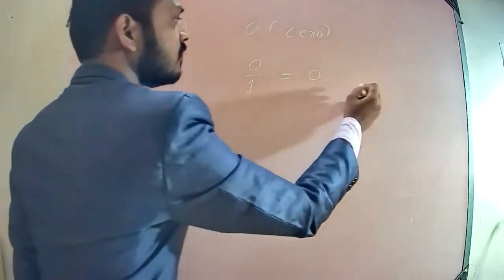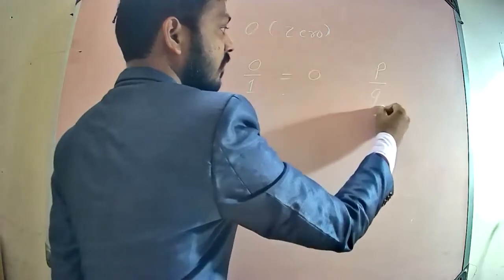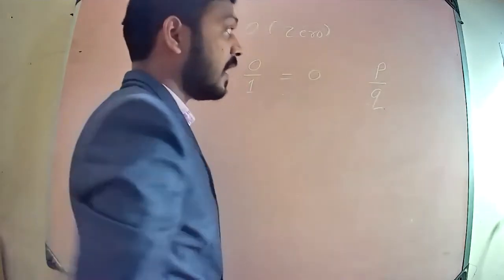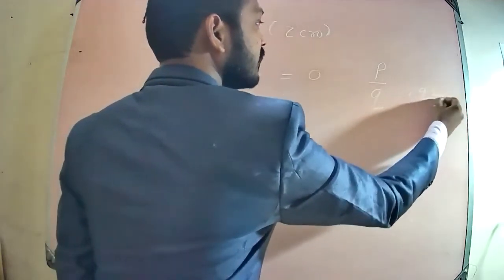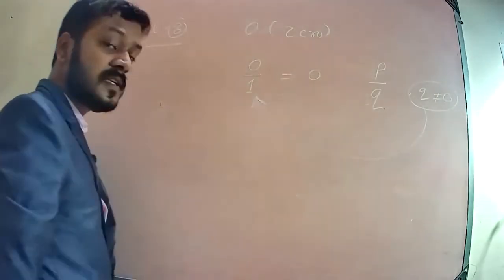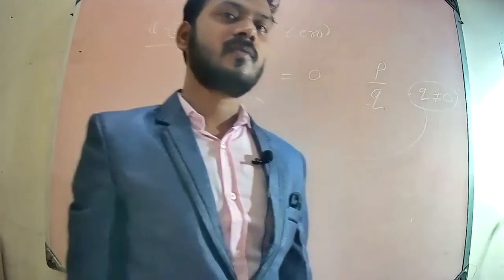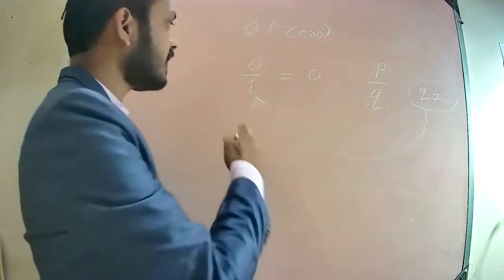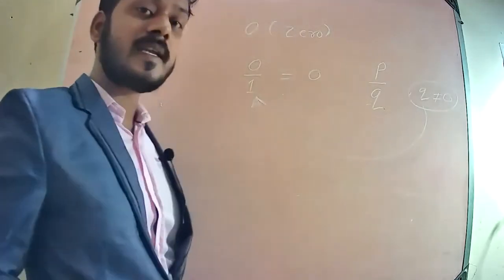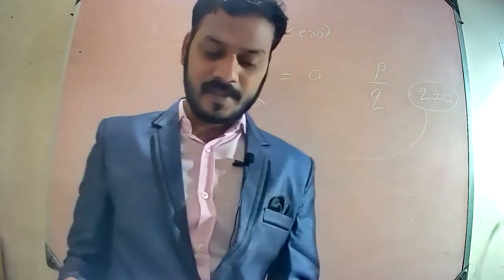Why? According to the definition of a rational number, any number which can be written in the form p/q where q does not equal 0. We can see here the denominator 1 is not 0, so we can say that it is a rational number. Okay, remember 0 is a rational number.